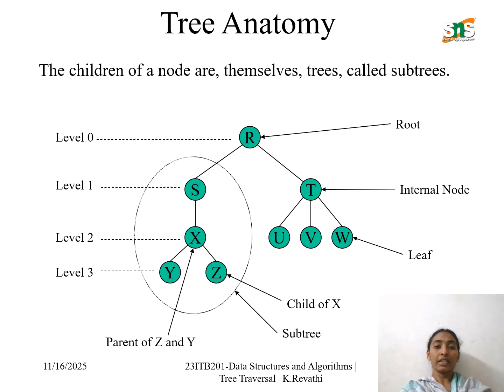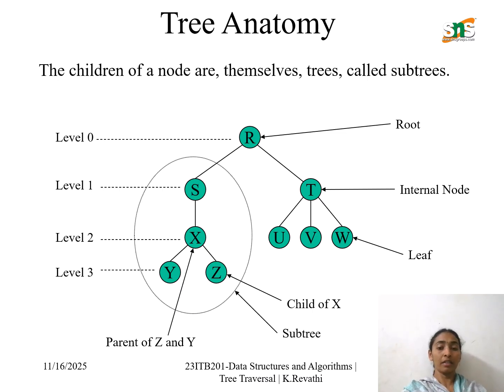Here is a tree which has four levels. The root is at level 0. S and T are intermediate nodes, also called internal nodes, which are in level 1. X, U, V, W are nodes in level 2. Y and Z are leaf nodes, which are in level 3.